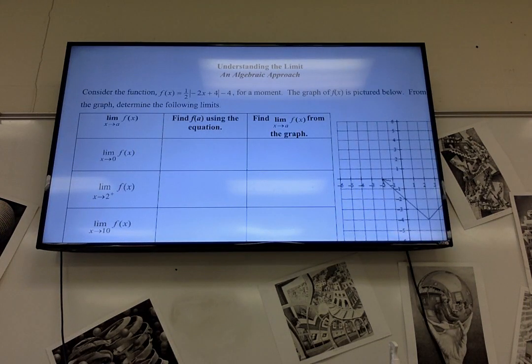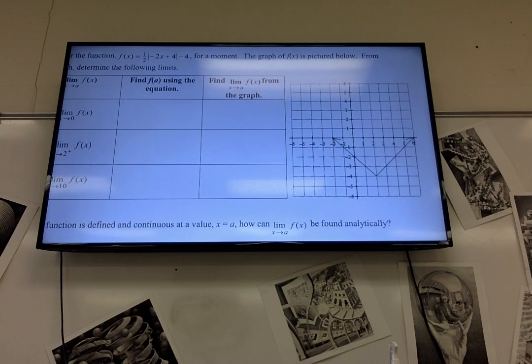So for this first one, we're talking about this absolute value f of x. It's 1/2 times the absolute value of that. The graph is pictured below. So it's here.